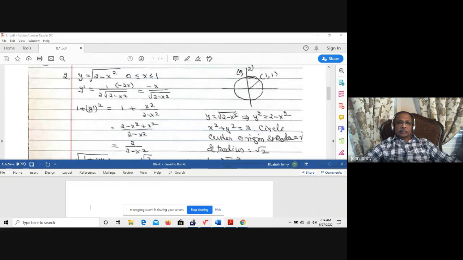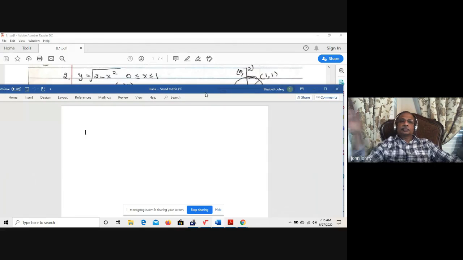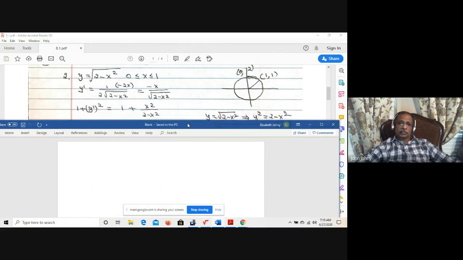Okay, here is example 2 from the textbook. y is equal to the square root of 2 minus x square, 0 less than or equal to x less than or equal to 1. So y prime is equal to 1 over 2 times the square root of 2 minus x square times negative 2x, that is the derivative of negative x square. The 2 cancels, so that is negative x divided by the square root of 2 minus x square.